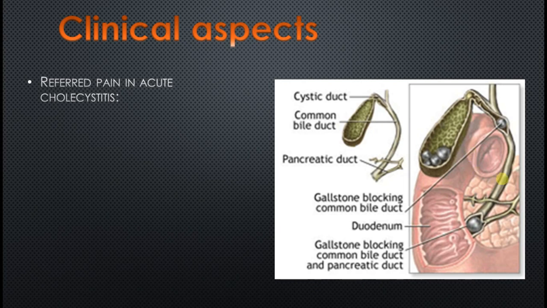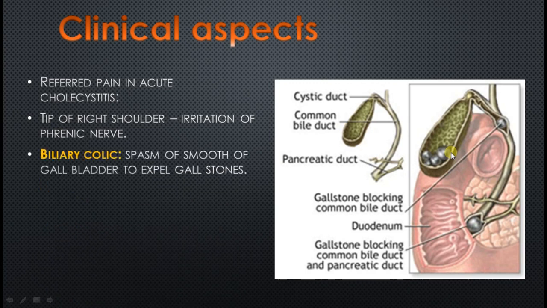Sometimes in acute cholecystitis, referred pain is felt over the tip of the right shoulder, because sensory fibers from the gallbladder are conveyed via the phrenic nerve. Inflammation of the gallbladder might sometimes irritate the phrenic nerve and you feel pain over the tip of the right shoulder, which is called referred pain in cholecystitis.